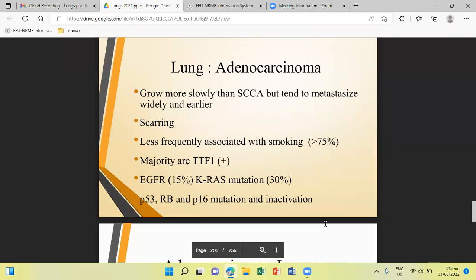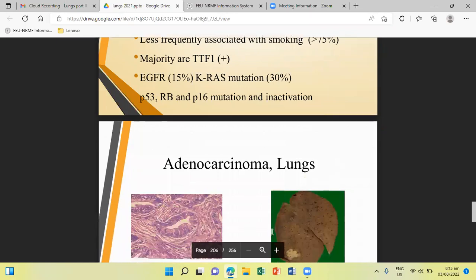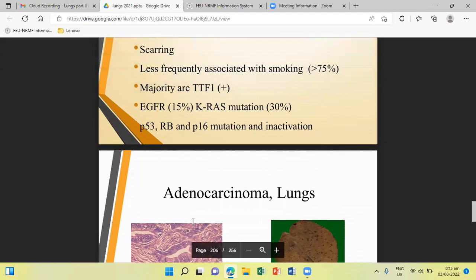You have TTF1, a special stain that you can do on tissue sections. It is a particular marker for glandular configuration, which is, of course, seen in adenocarcinoma. As you can see here, these are glands. So if this H&E tissue is subjected to TTF1, it is expected to be positive, and the positive result is brown coloration. Genetic-wise, you can do assays like EGFR, KRAS mutation, P53.